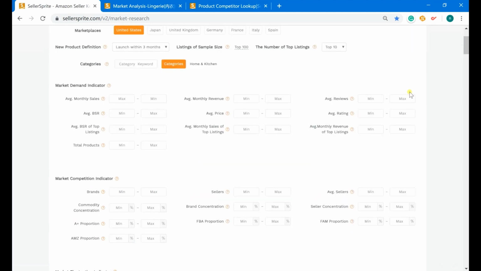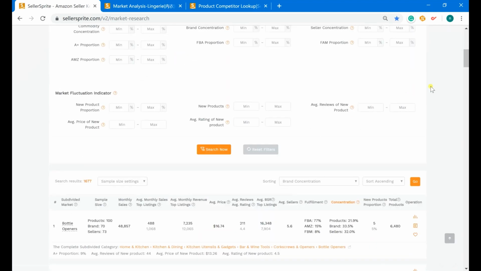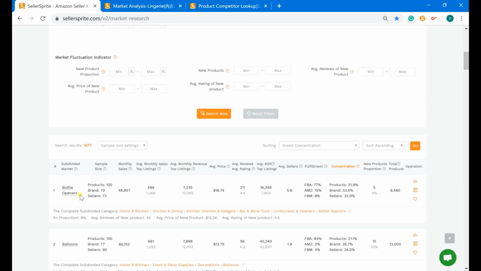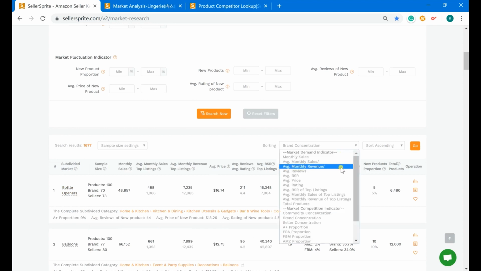Now, the market reports are sorted by brand concentration in ascending order. The market in the first place only has a brand concentration of 33.5%. I won't explain all the dimensions further here. Just remember to find your most important product discovery dimension when sorting the markets.